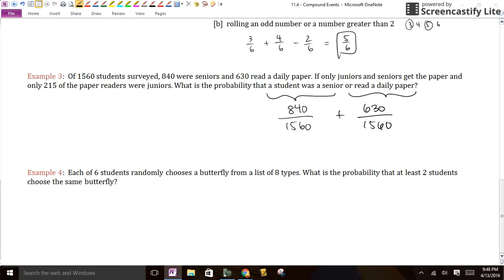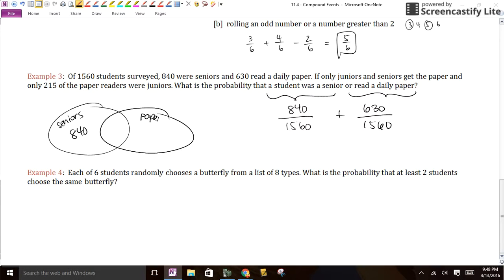But there's a chance we counted some people twice. So that's where you got like this group of seniors, right? This is the seniors, and we know that there's 840 of them. And then here's the people that read the paper, and we know that there are 630 of them. But now I know that of the 630, some are seniors, some are juniors. And in fact, I know that only 250 are actually juniors, or 215.